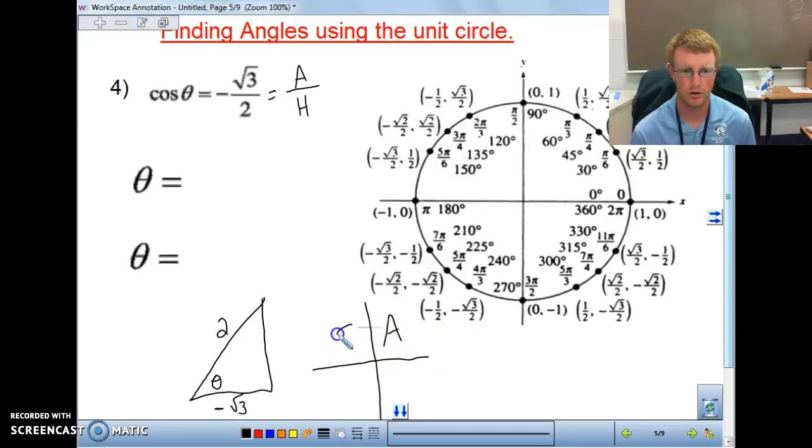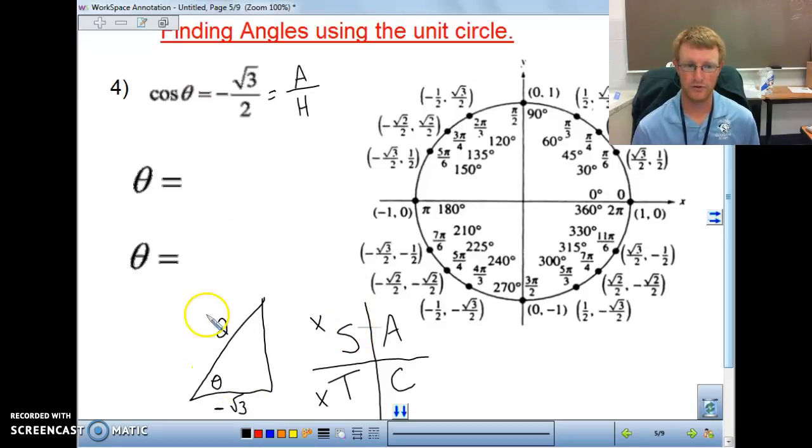Because when I draw my coordinates and I put in all students take calculus, I know that cosine is going to be negative in this quadrant, the second quadrant, and in this quadrant. So when I look at this, I should again see a special right triangle here. If this is 2 and this is square root of 3, then this is going to be 1, meaning my theta for this is going to have to be 30 degrees.